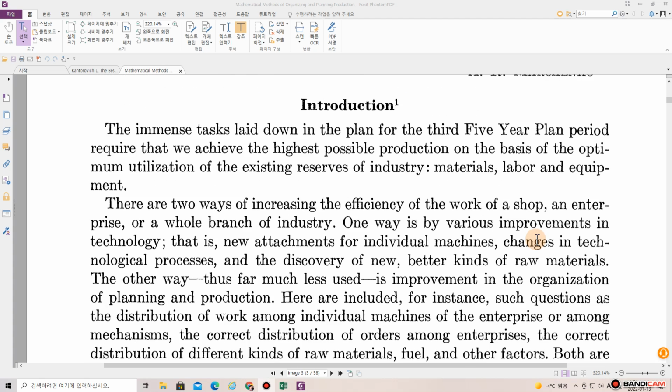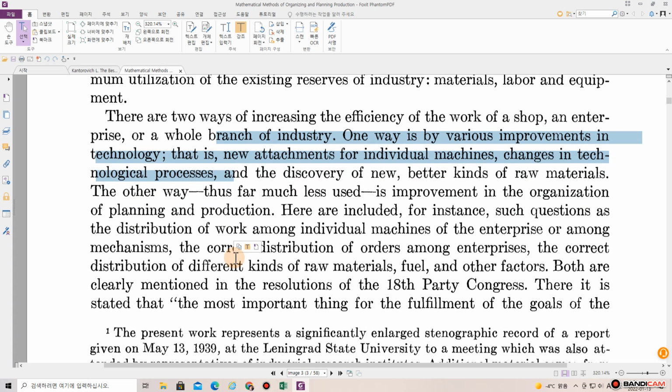Introduction. The immense tasks laid down in the plan for the third five-year plan period require that we achieve the highest possible production on the basis of the optimum utilization of the existing reserves in industry, materials, labor, and equipment. There are two ways of increasing the efficiency of the work of a shop, an enterprise, or a whole branch of industry.